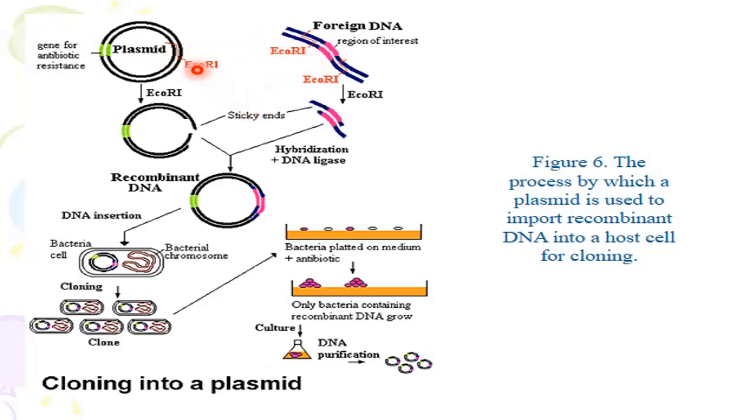After cutting by restriction enzyme EcoR1, the sticky ends of both DNAs, the DNA wanted to be reproduced and the plasmid, will be hybridized in the presence of DNA ligase, and will form a recombinant vector, a recombinant plasmid. The second stage is the transformation. In the transformation, this recombinant plasmid will transform directly through the cell wall into the bacteria.